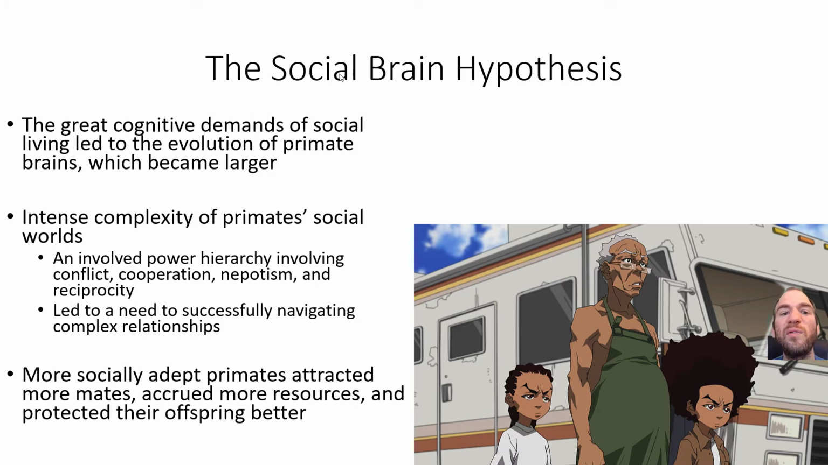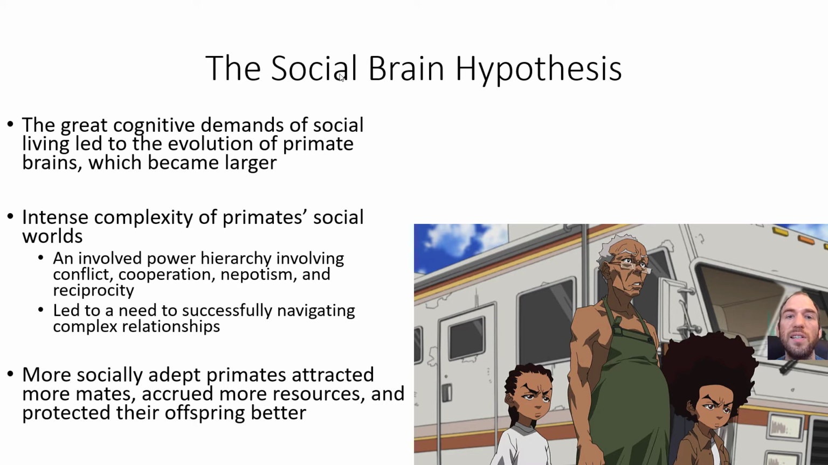The great cognitive demands of social living led to an evolution of primate brains, which became larger. Intense complexity of primates' social worlds involved power hierarchy, conflict, cooperation, nepotism, and reciprocity. It led to a need to successfully navigate complex relationships. More socially adept primates attracted more mates, accrued more resources, and protected their offspring better.